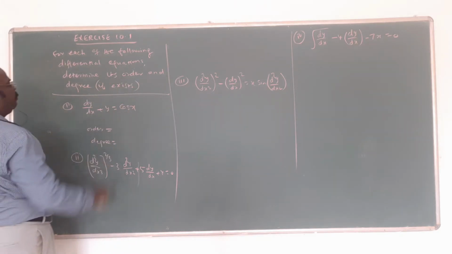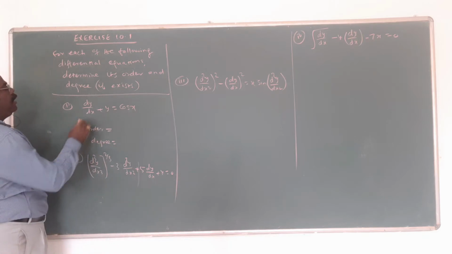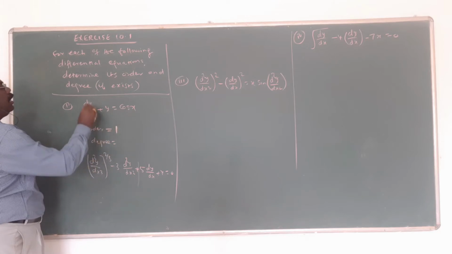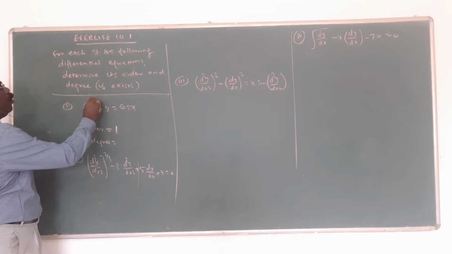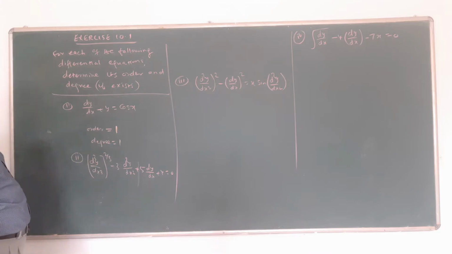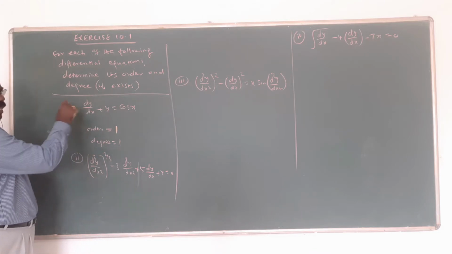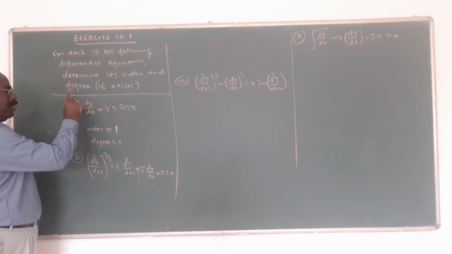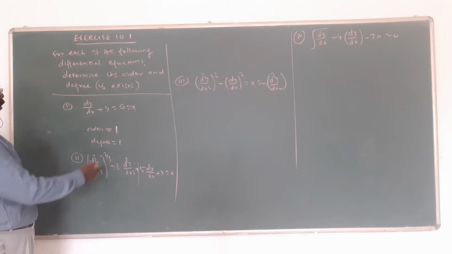This is the first equation. Here, what is the order? dy by dx is first order. In first order, the whole power is 1, so the order is 1 and the degree is 1. That is the degree. If a fraction is there, we don't want the fraction.